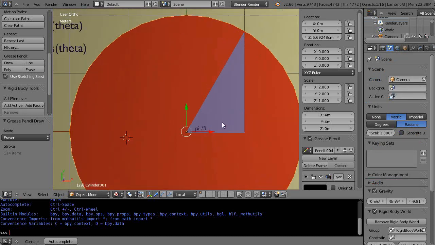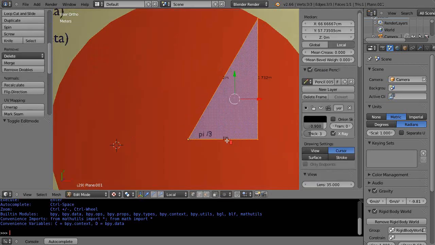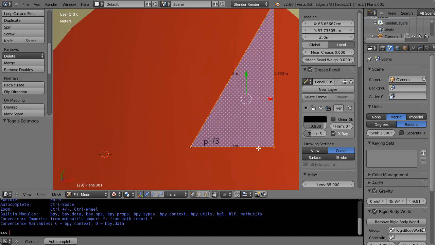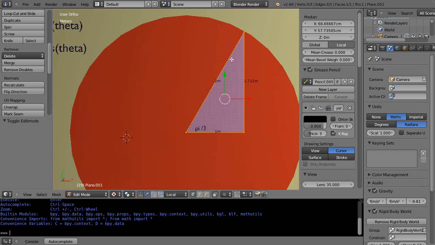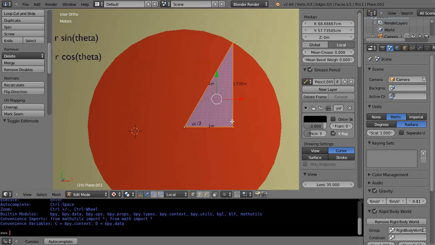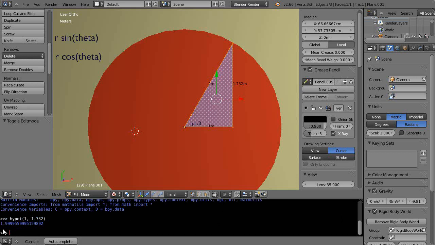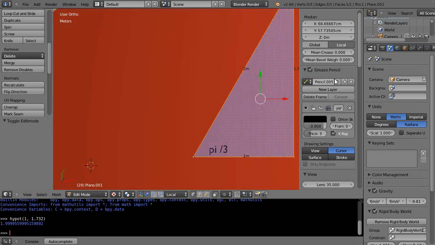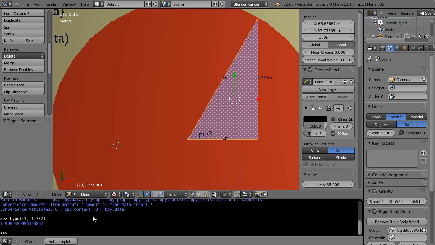All right, so let's look up close in edit mode at this triangle. You'll notice this has a length of 1 meter along here, and this is 1.732 meters, and here's 2 meters on the hypotenuse, the diagonal leg. Well, there are commands built into Python for even doing that, so I could just type down here in my window hypot, it's just abbreviated, H-Y-P-O-T, and type in 1, 1.732, and close the parentheses, and you'd see it approximates 1.999559, so essentially 2 meters. It's calculating the hypotenuse for us just by providing these two legs of it. So that's a nice little feature built in.